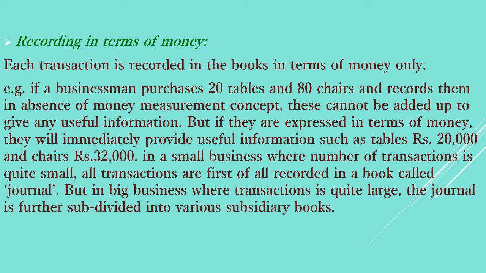So here, if you bought 20 tables and 80 chairs, and you just wrote in your book 20 tables and 80 chairs without any money measurement concept, this will not give you useful information about your finance. So what you recorded, tables are for rupees 20,000 and 80 chairs are for rupees 32,000. In small business, they record first in the journal, they debit and credit, which we will learn in the coming online class.